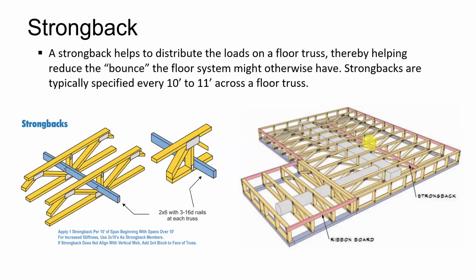So the truss drawings will tell you where you're supposed to put the strong backs. They're typically every 10 to 11 feet. So you go over 10 feet, you put a strong back. You go over another 10 feet. If you've got a really long truss, you put another strong back. So you can see the ribbons on the outside and the strong backs are on the inside, but the strong backs are meant to tie the floor together.